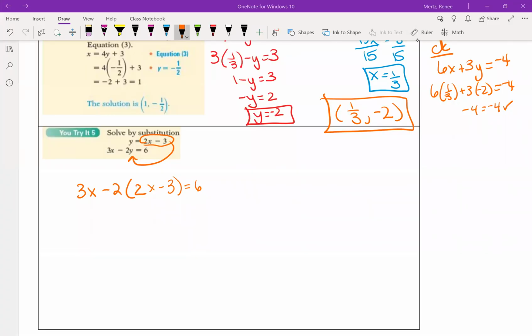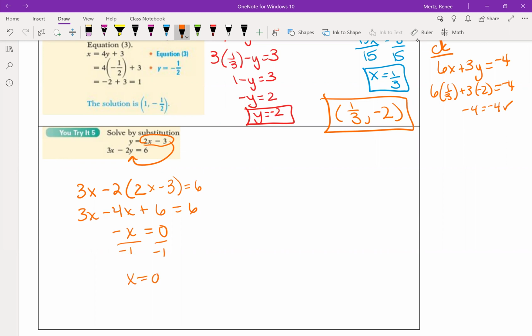So now we're going to distribute. So we get 3x minus 4x plus 6 equals 6. So this is a weird thing that's happening. I get negative x equals 0, which is fine. So I can solve. It's okay, x can be 0. So don't say it's no solution when that happens.